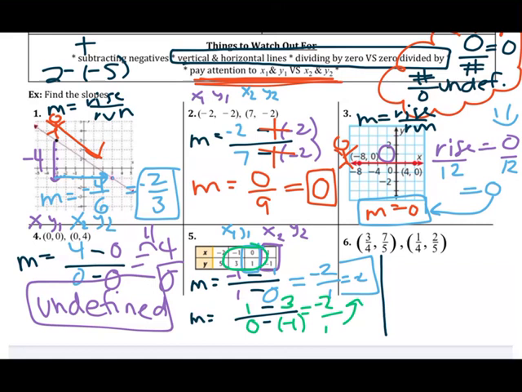All right, very last question, and I know it instantly looks scary because of all of these fractions, but let's just plug everything in and set it up and work through it one step at a time. So y2, 2 divided by 5, y1, 7 divided by 5, x2, 1/4, x1, 3/4.